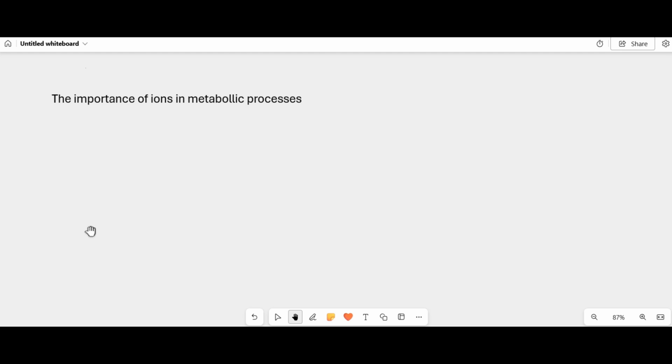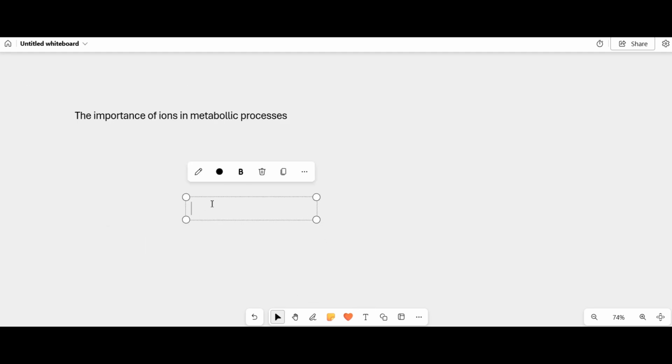Alright, cool. This is the inorganic ions sheet. For inorganic ions, the first question is the essay. So it says the importance of ions in metabolic processes. So you need to do what we always do, which is write the plan. So for the plan, you just want to think of any topics you can think of here.